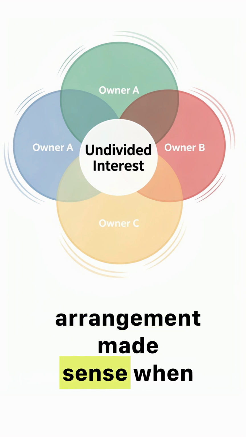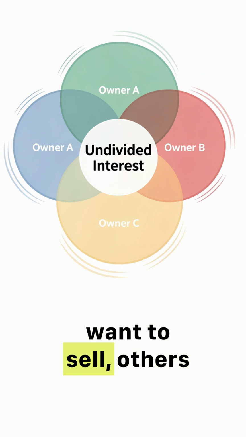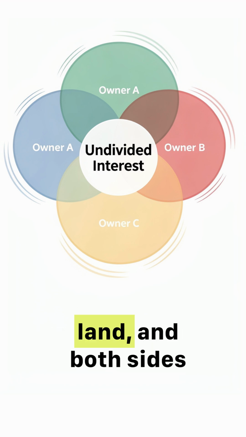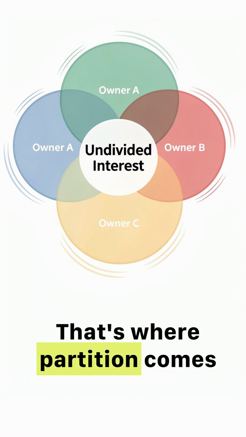This arrangement made sense when the property stayed in family use. But now, some heirs want to sell, others want to keep the land, and both sides need clarity. That's where partition comes in.